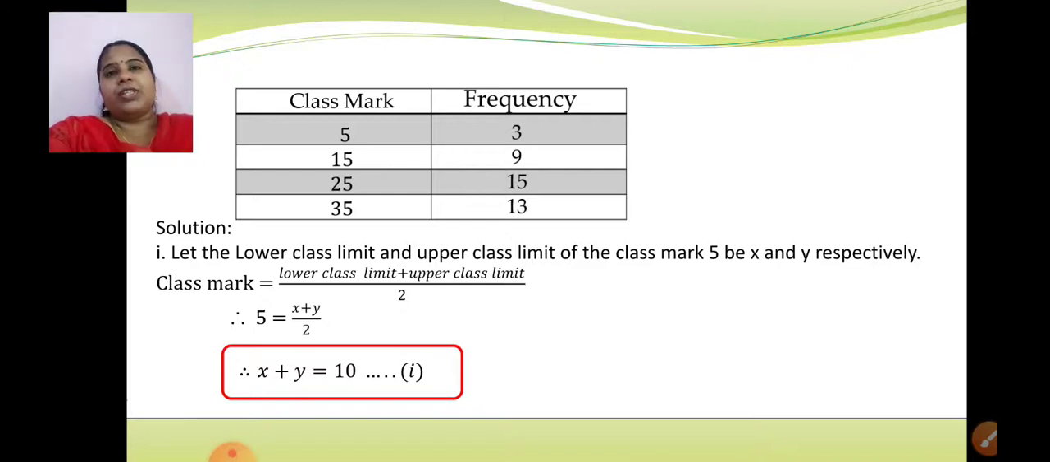I hope the first step everybody has understood. Class mark is given. You take lower limit x, upper limit as y. Use the formula that we have been repeatedly using. I am repeatedly telling you these formulas are very important. Use this formula, substitute the values. You will get x plus y is equal to 10. This is my first equation.